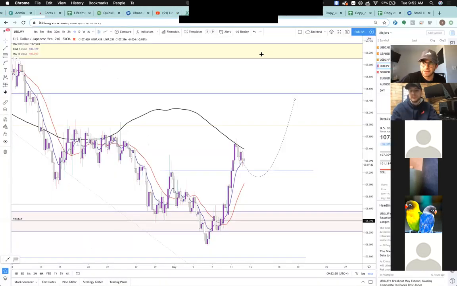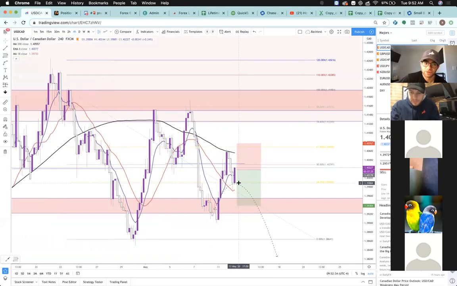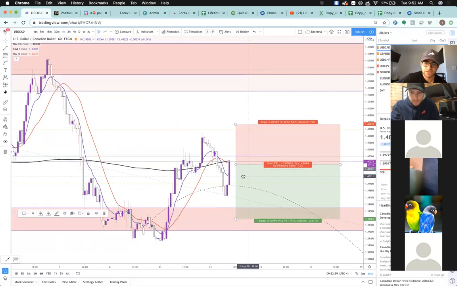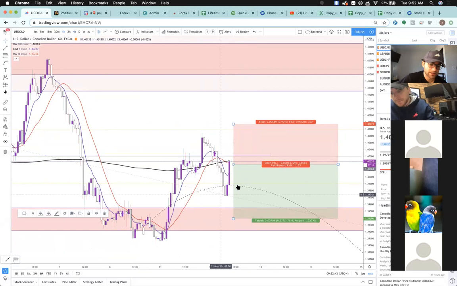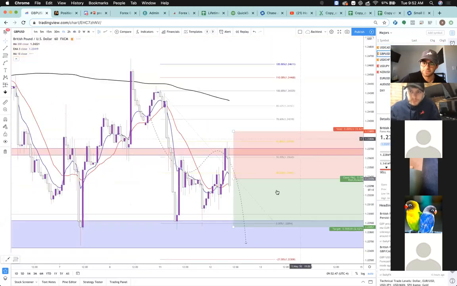So again, USD CAD, looking for potential shorts on USD CAD. We'll see how it rejects on this level. As this continues to play out and this 1 hour closes and everything, I'll put out the premium analysis on that.